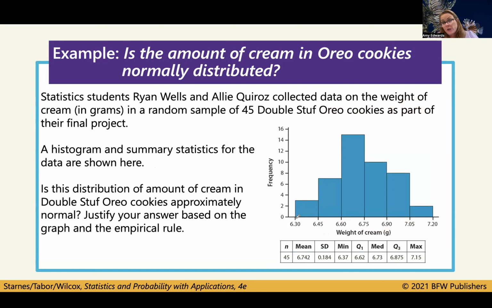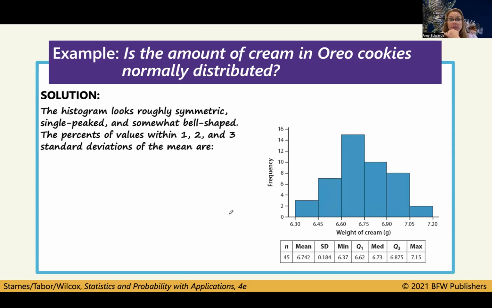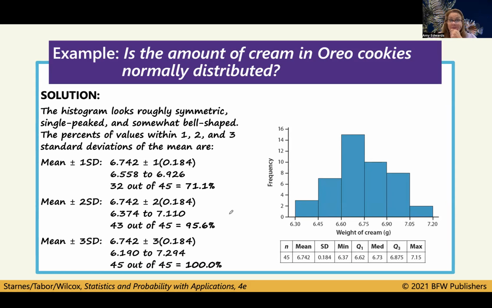So if I'm looking at this histogram, does this look bell-shaped? Roughly symmetrical, sort of. I got 1 peak. But does that necessarily mean it's normally distributed? Not necessarily. So let's use the graph and the empirical rule. If we do 1 standard deviation of the mean, we get about 71.1%. Within 2, I get 95.6. That's really close. And then 3, I get 100% again.